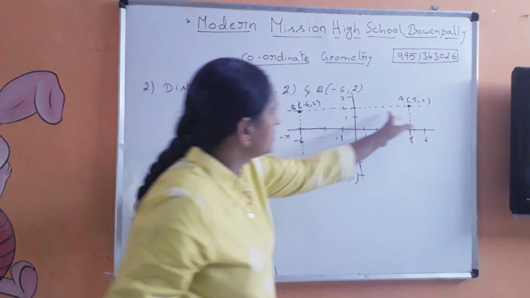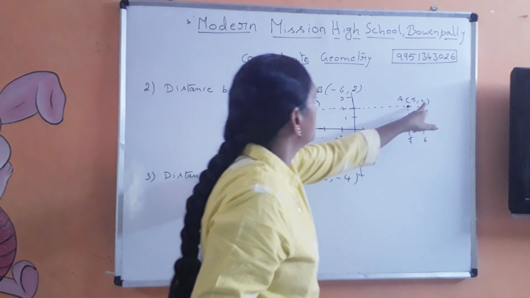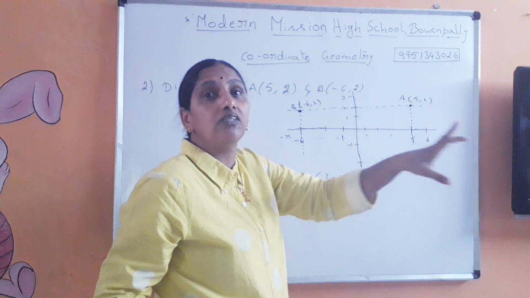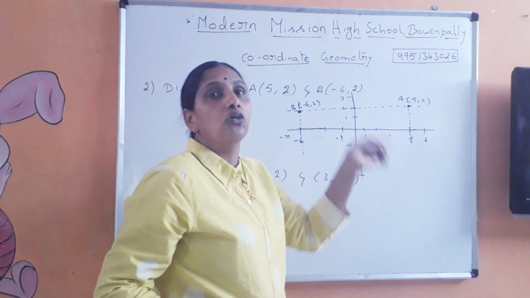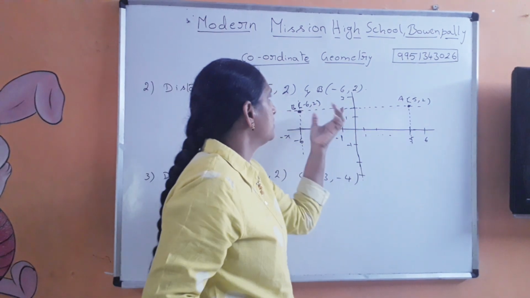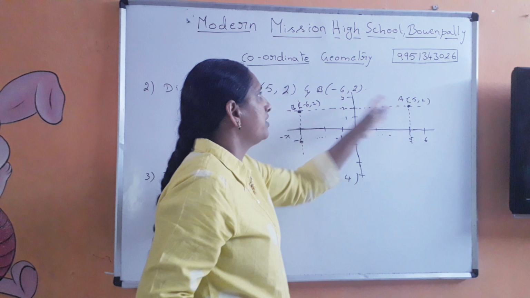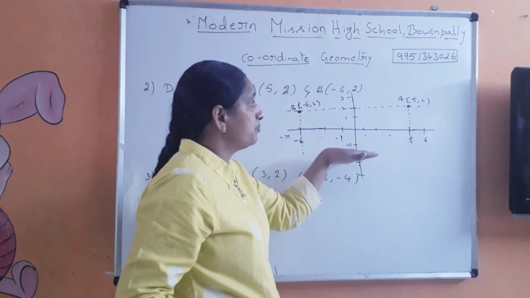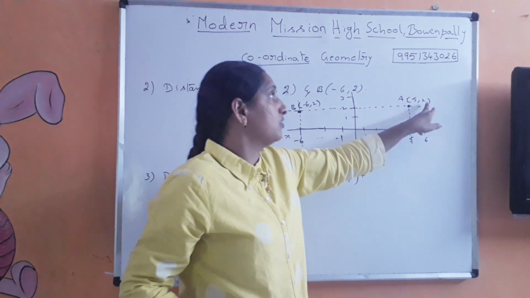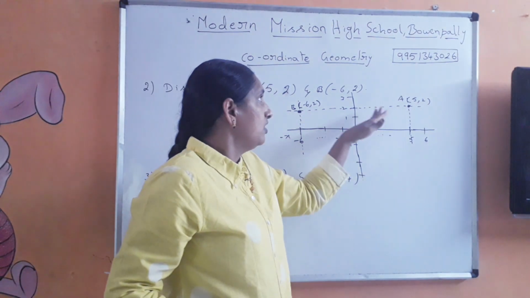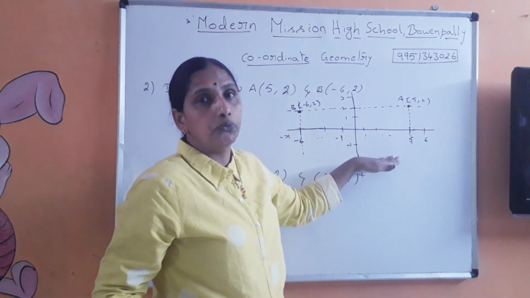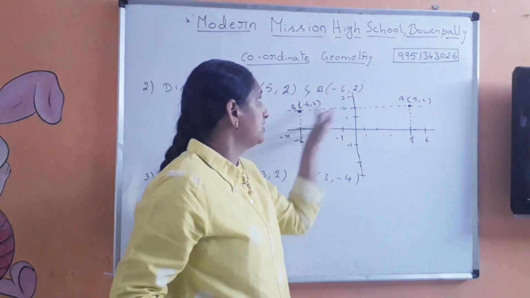See, directly you can see there is no difference in the y coordinate values. There is no difference in the ordinate values, or what we call y coordinate values. So directly you can find that the line joining A and B is parallel to the x-axis. That means whenever the ordinates are constant, then always the line joining the given points is parallel to the x-axis. So we can see that here, right?